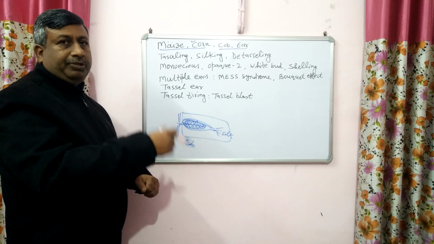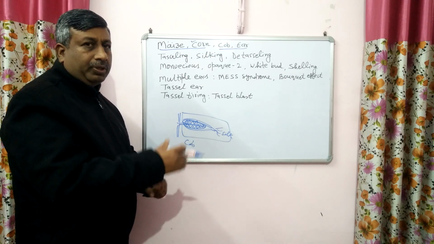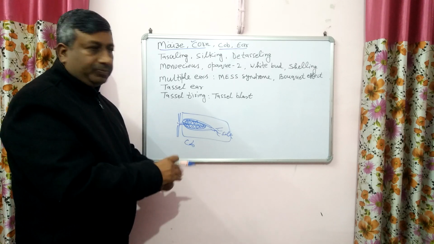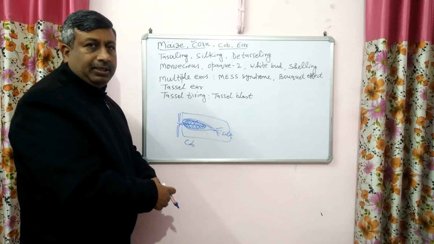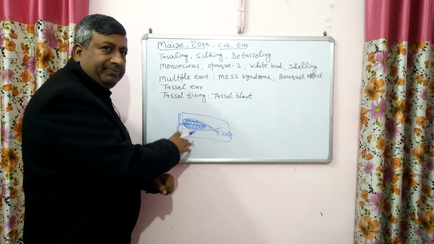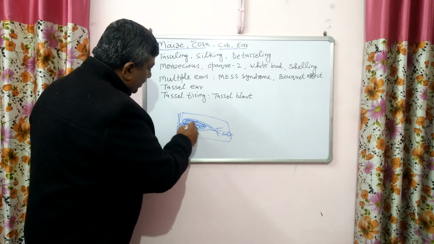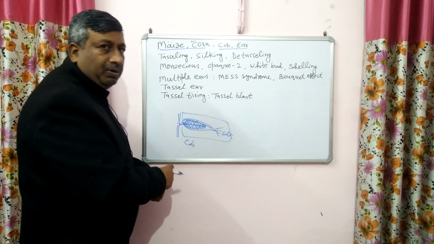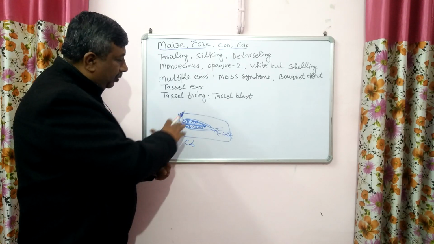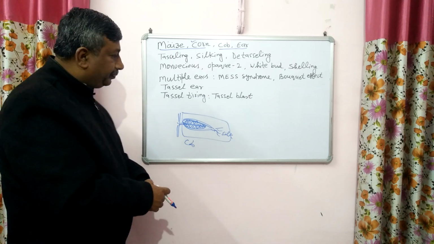So cob may be said to be ear. So we can call the ear a cob, but ear is botanically the reproductive structure, and this whole structure is said to be cob. Botanically, the cob is the central part on which grains are attached, but we can say this whole part is cob. So this is the cob and ear.